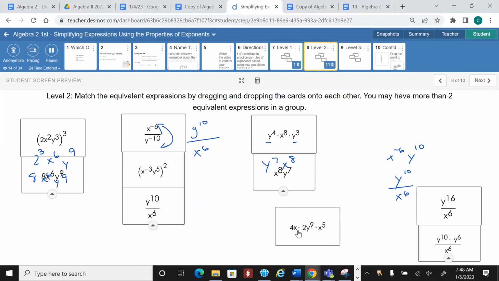And on this last one down here at the bottom, we're going to combine the x exponent. So that's to the 1st power plus 5. So that's going to give us x to the 6th, y to the 9th, and 4 times 2 is going to give us 8. You can keep going, because I'm at 2nd period.